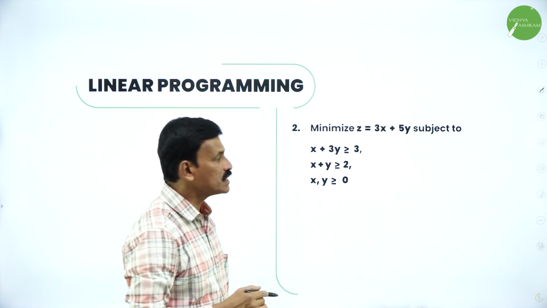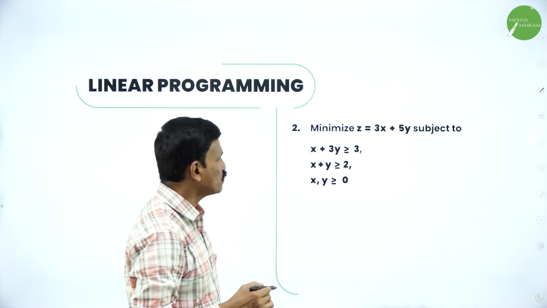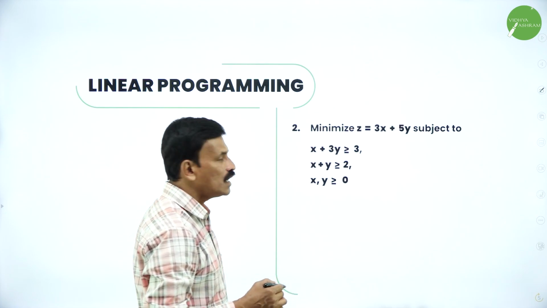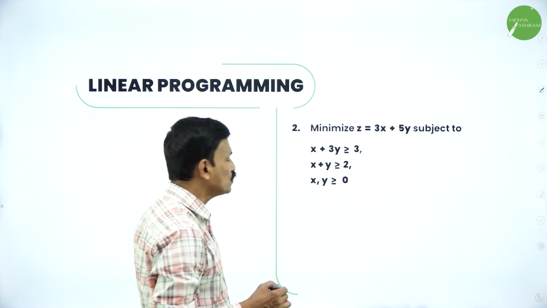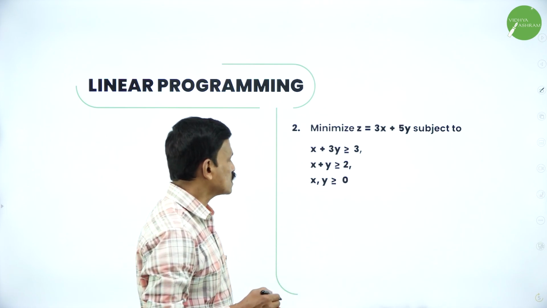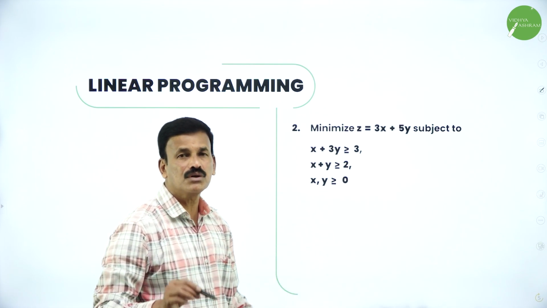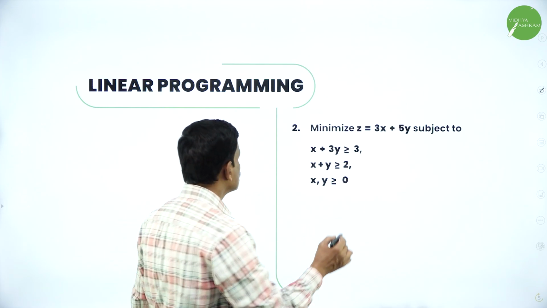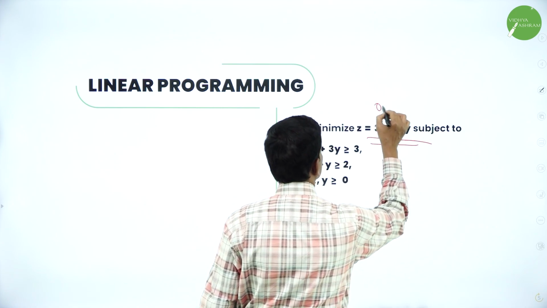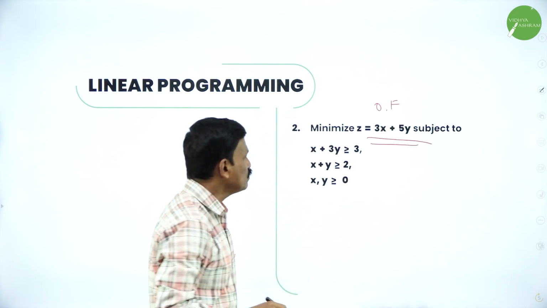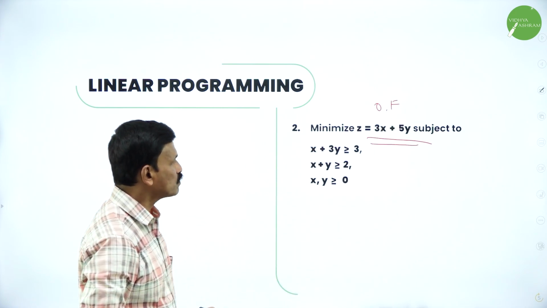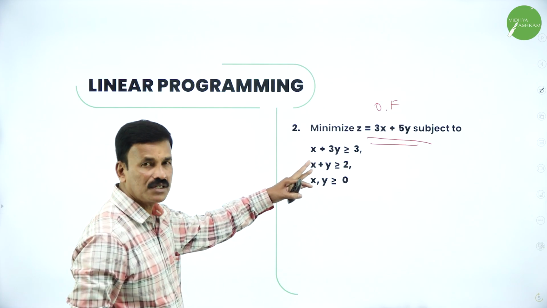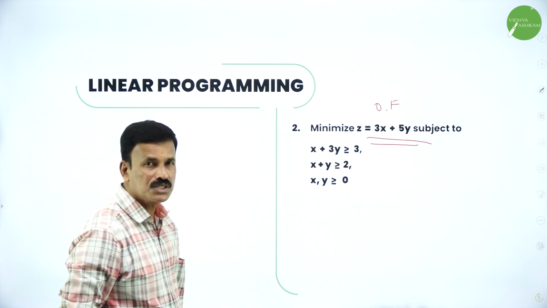Minimize. This is minimization. Minimize Z is equal to 3x plus 5y subject to x plus 3y is greater than or equal to 3 and x plus y is greater than or equal to 2, and non-negative restrictions x, y is greater than or equal to 0. Now let us convert these inequalities into equalities first. So this is the objective function: minimize Z is equal to 3x plus 5y, and the constraints are x plus 3y is greater than or equal to 3 and x plus y is greater than or equal to 2.